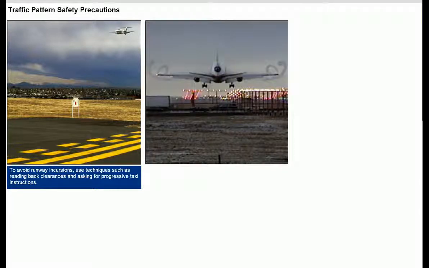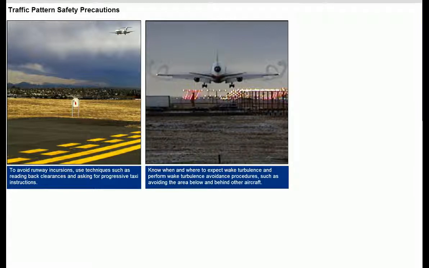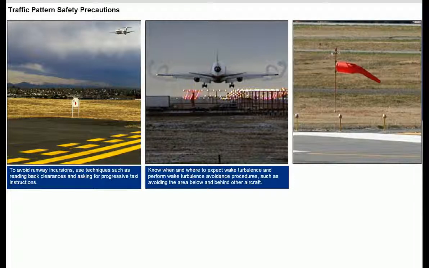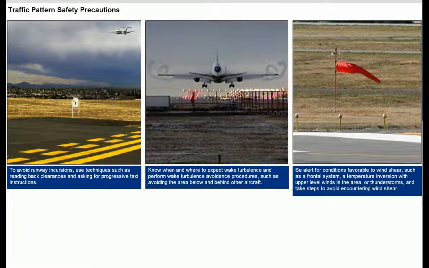The wake turbulence from a large airplane can cause loss of control of smaller aircraft. Know when and where to expect wake turbulence and perform wake turbulence avoidance procedures, such as avoiding the area below and behind other aircraft. Wind shear is particularly dangerous when you're flying near the ground during takeoffs and landings. Be alert for conditions favorable to wind shear, such as a frontal system, a temperature inversion with upper-level winds in the area, or thunderstorms, and take steps to avoid encountering wind shear.